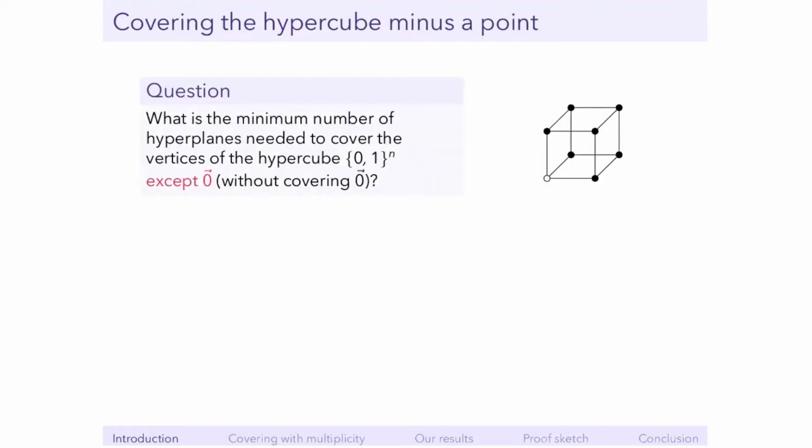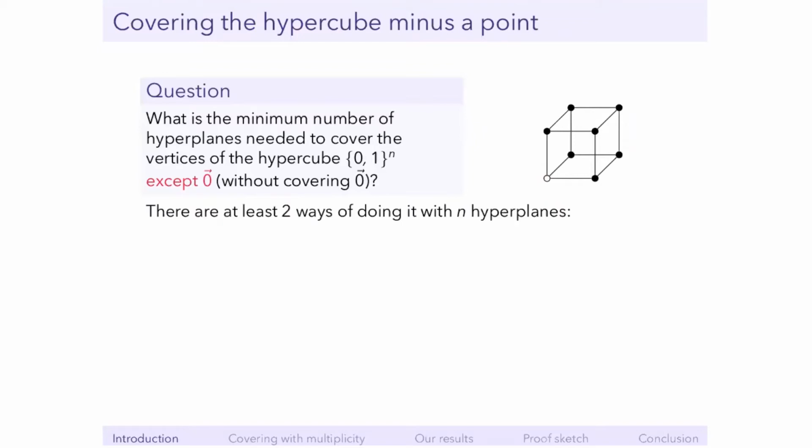Yeah, so the question I'll be speaking about for most of the talk is this question, which is, now I want to cover all the vertices of the hypercube except for one of them. So without loss of generality, it can be the all zeros vector. And I want to cover all the points while not covering this special point. So for instance, you can't now do these two parallel hyperplanes, because that way you will cover every point.